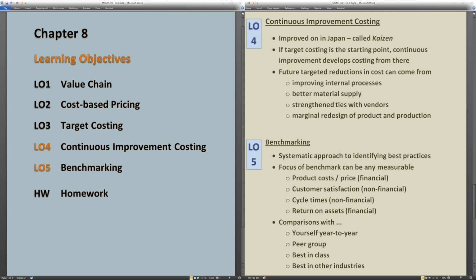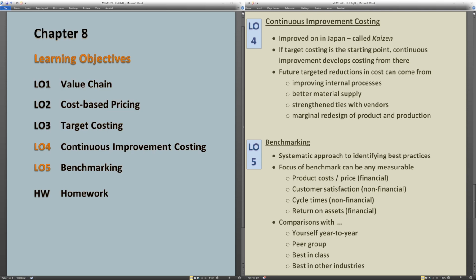So if you can retain the customers you have, those are cost savings in the overall value chain. Cycle times, return on assets, both again, non-financial and financial. What could you be comparing? You could be comparing yourself year to year over time. Am I improving? You can be comparing yourselves to your peer group, to the best in class, or even best in other industries. Now, sometimes when you're comparing yourself to best in other industries, they're doing something different.